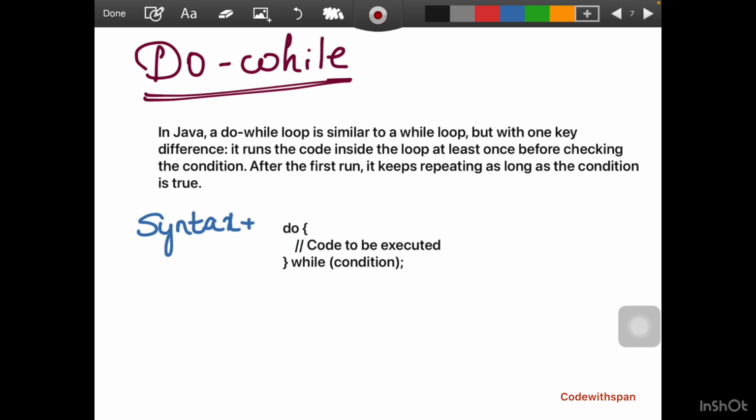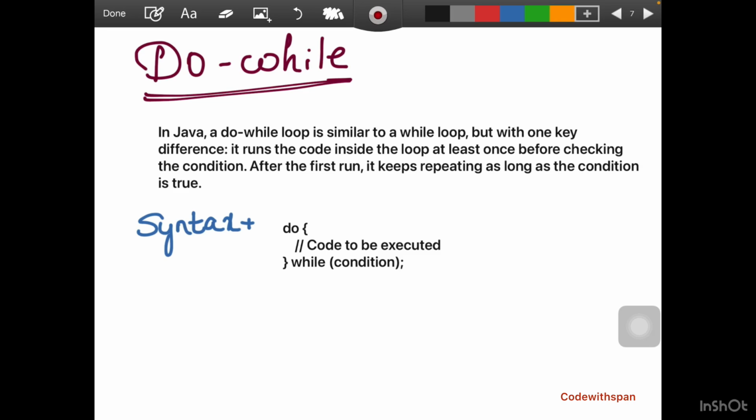A do while loop is similar to the while loop, but with one key difference: it runs the code inside the loop at least once before checking the condition. After the first run, it keeps repeating as long as the condition is true. The while loop and the do while loop are the same, but in the while loop, it first checks the condition. If the condition is true, only then does it enter the block.